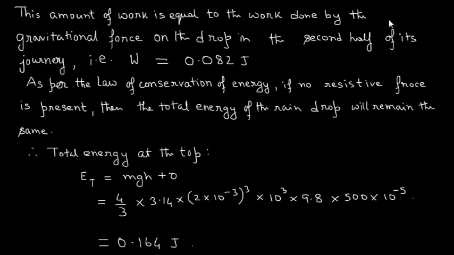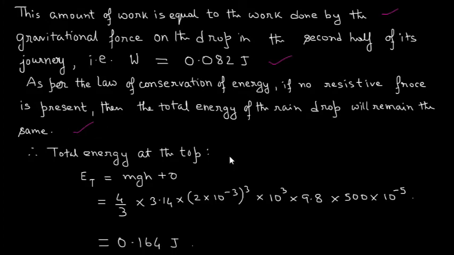The amount of work done is equal to the work done by the gravitational force on the drop in the second half of its journey. Work done W is equal to 0.082 joule. As per the law of conservation of energy, if no resistive force is present, then the total energy of the raindrop will remain the same.